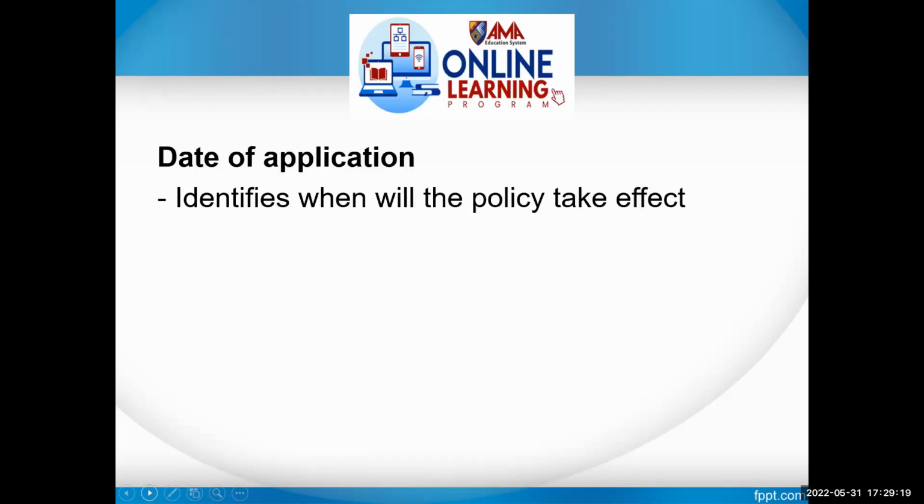Date of application, it's pretty obvious that it identifies when will the policy take effect. For instance, after a month from now. So if today is May 31, a month from now is July 1. Of course, there is no June 31. So the policy will take effect on June 1st. I mean July 1st, sorry.